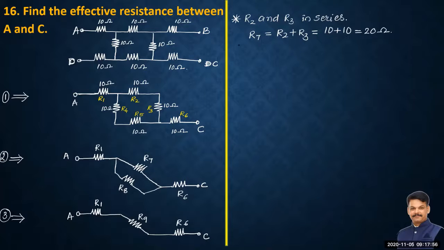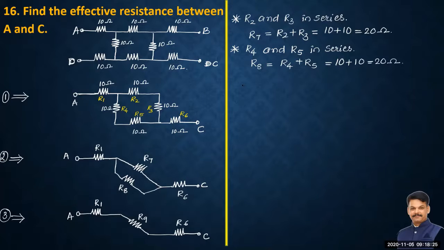So I got R7. Similarly, go for R4 and R5 in series. Because of these two, I get R8, which is R4 plus R5. So it is again 10 plus 10, or 20 ohm.